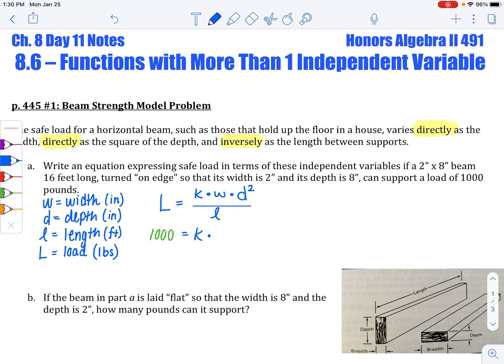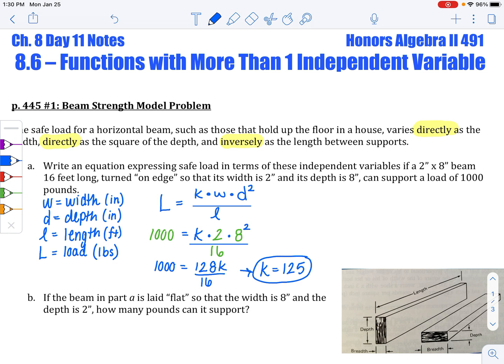It says our width is going to be 2. Depth, oops, I'm going to use a different color, sorry. Width is 2. Depth is 8. Make sure we do 8 squared. The depth is squared. All over the length it gives us is 16. So all the values I plugged in are in green. When you solve this, you'll have 1,000 equals 2 times 8 squared, which is 64, so 128K over 16. In the end, giving us K equals 125.